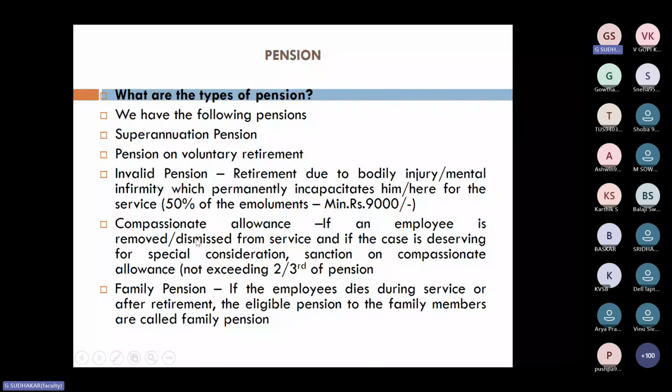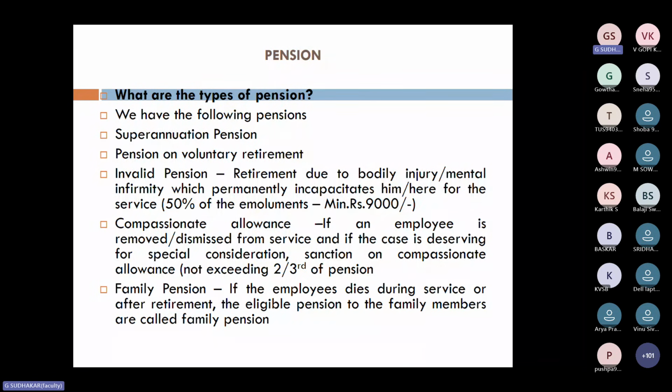Compassionate allowance can be given to a terminated or removed employee. Then family pension: if the employee dies during service or after retirement, the family will get some amount of pension according to the percentage of basic, 15%, 20%, and 30%. Now, during the wage revision, the government will implement 30% family pension for all employees.